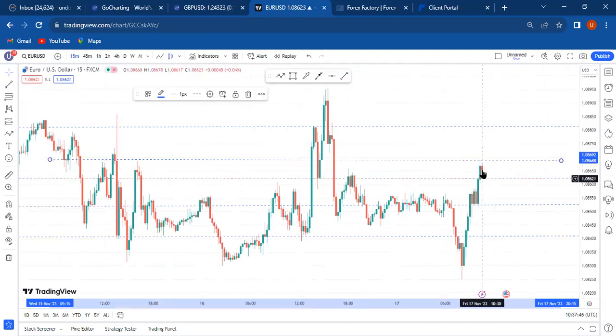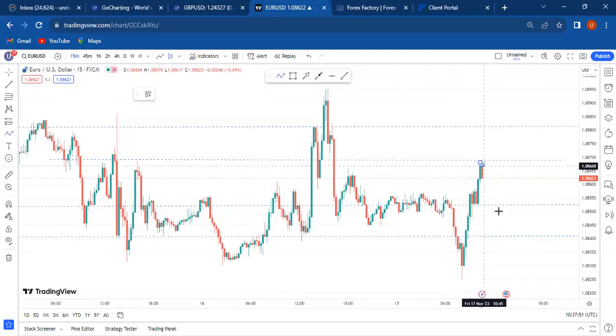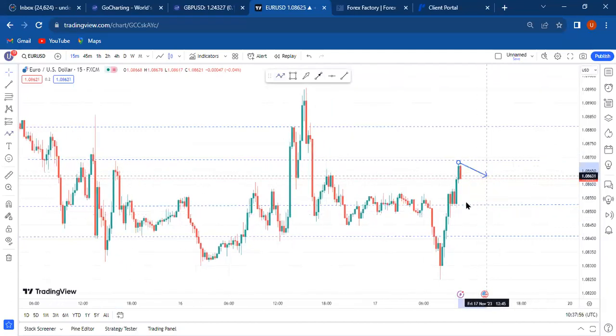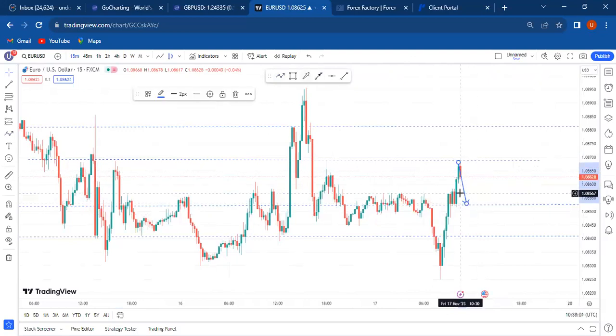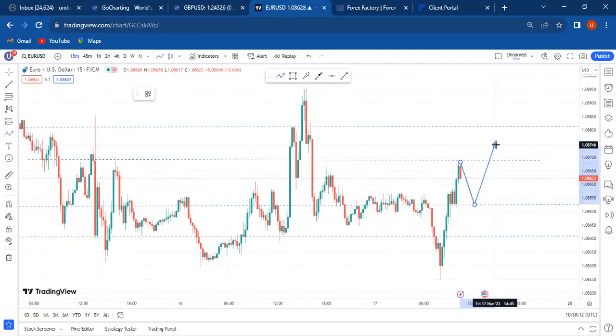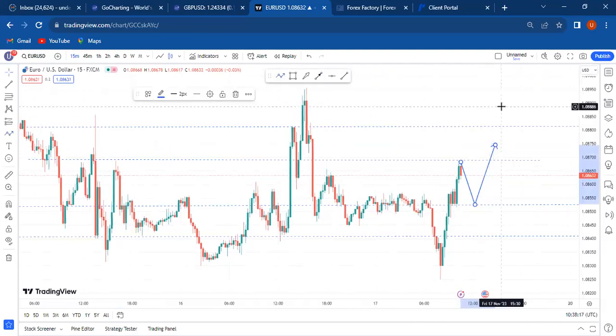So what we're looking for here is a pullback. This is what I'm anticipating. Price rejects this level, then continues moving up. This level, and price continues moving up. Here, here, here, then price continues moving up. Okay, so I am going to ignore all this. If this does not happen today, it will happen next week, because there's momentum in the market today.